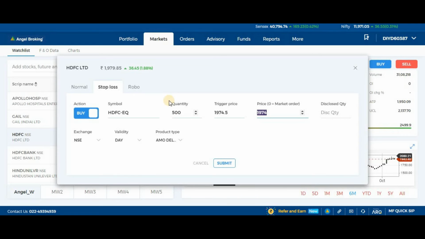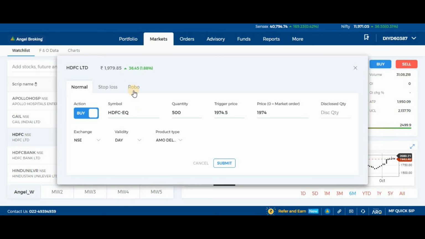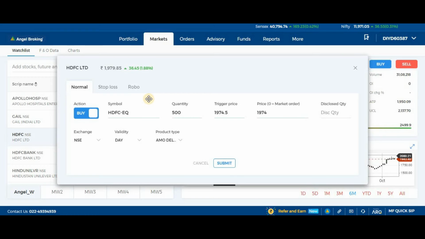Next comes the robo order. It says this feature is currently unavailable, because the market is closed and they have also stopped using the robo order for now. So I will just tell you about it. A robo order is an order in which you can place both the target as well as the stop loss in the same order while placing the order.